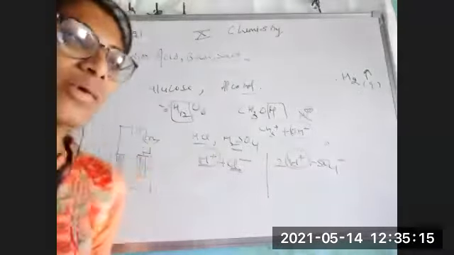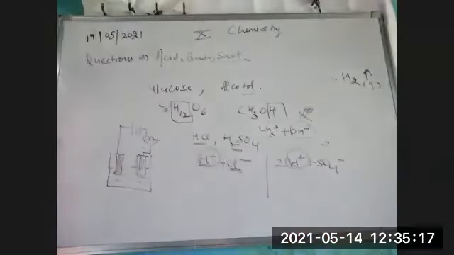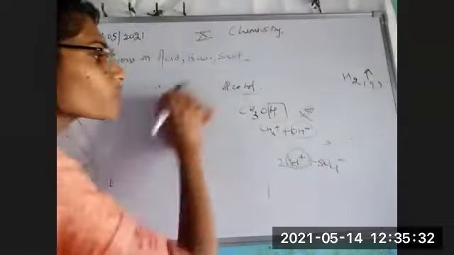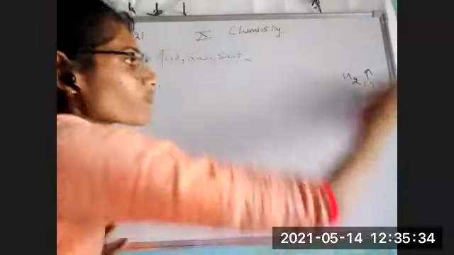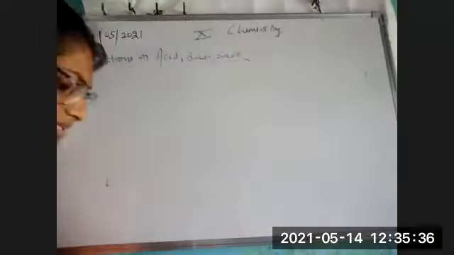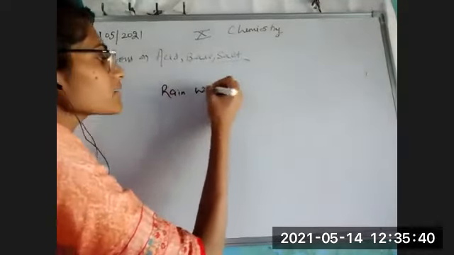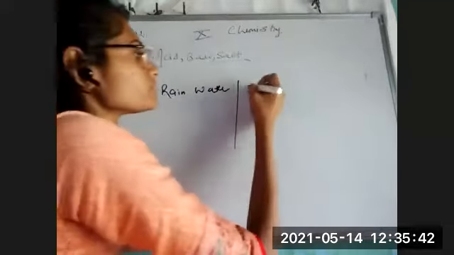Clear? Now next move to the next question. What is our next question? The question is, why does distilled water not conduct electricity whereas rainwater does? Okay, very important and very simple question. The question is about the rainwater and distilled water. We have been given two different examples, the rainwater and the distilled water.